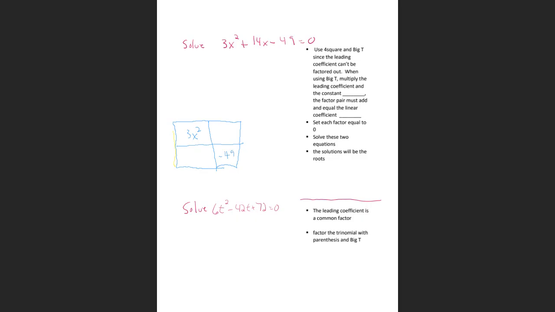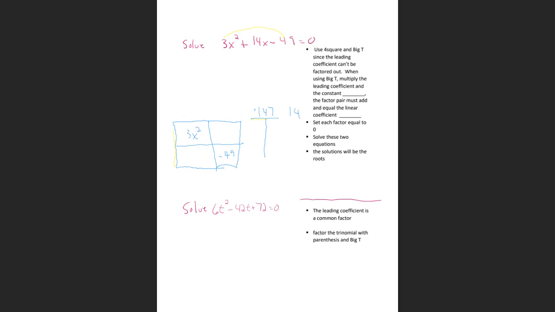The catch is, since there's a coefficient in front of the quadratic term, when we make the big T, you actually have to multiply 3 times negative 49. When I multiply 3 times negative 49, you may need a calculator for that, we get negative 147. So when I use the big T, it becomes not so good because we get a crazy number to start with, negative 147. But using a calculator, we can manage it. Remember, the factors of negative 147 have to add up to be this 14.